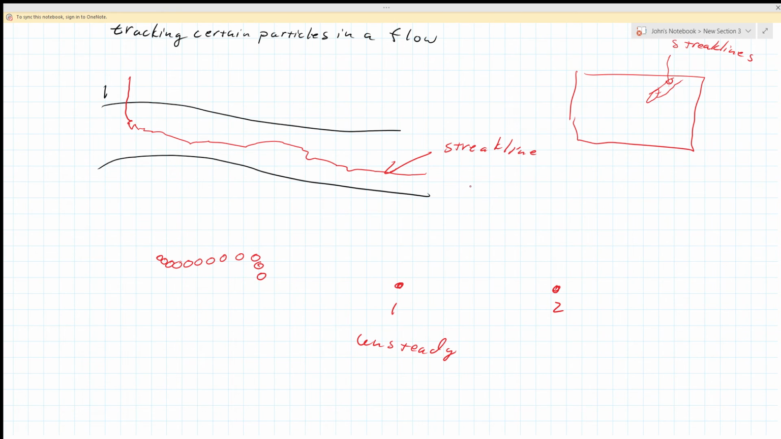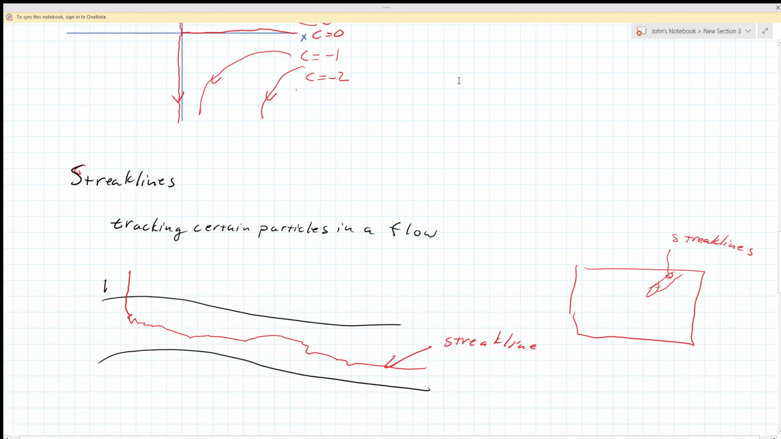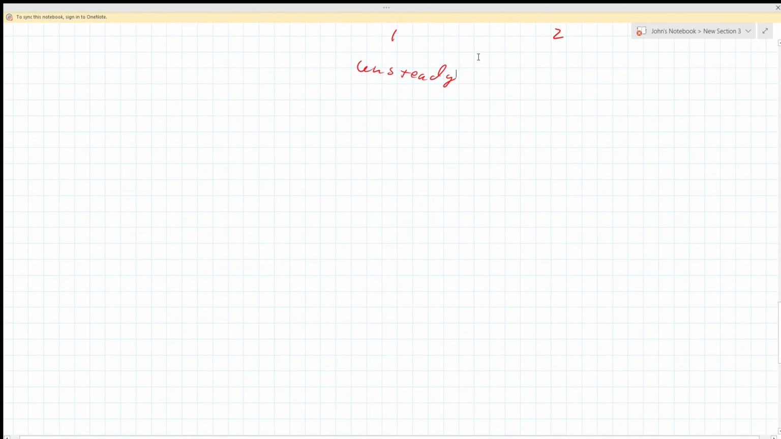So, last thing we have to do is a path line. Well, what is a path line? Well, it's exactly what it is. It's the path the particles take during the flow. Path of particle during the flow.